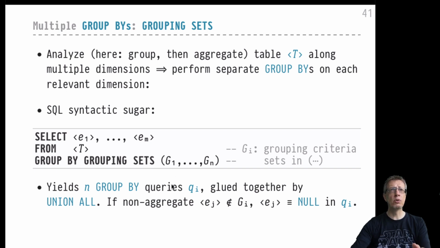Each of these individual queries, let's call them Q_i, will be a normal vanilla group by query that uses the grouping criteria specified in G_i as the grouping columns. This is perfect and very compact syntax for a much larger query in which I would use n individual group by clauses and n individual group by queries, which I would then have to glue together using union all. We have just seen union all in the previous video. This is a much more compact notation.